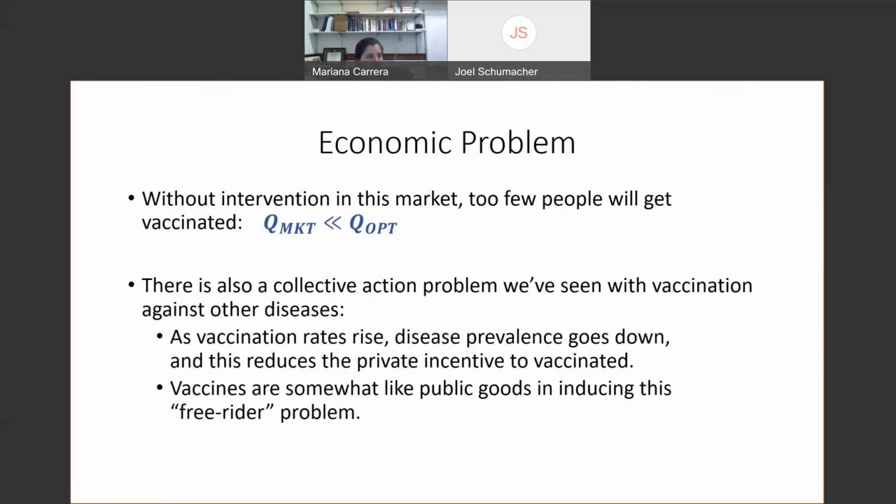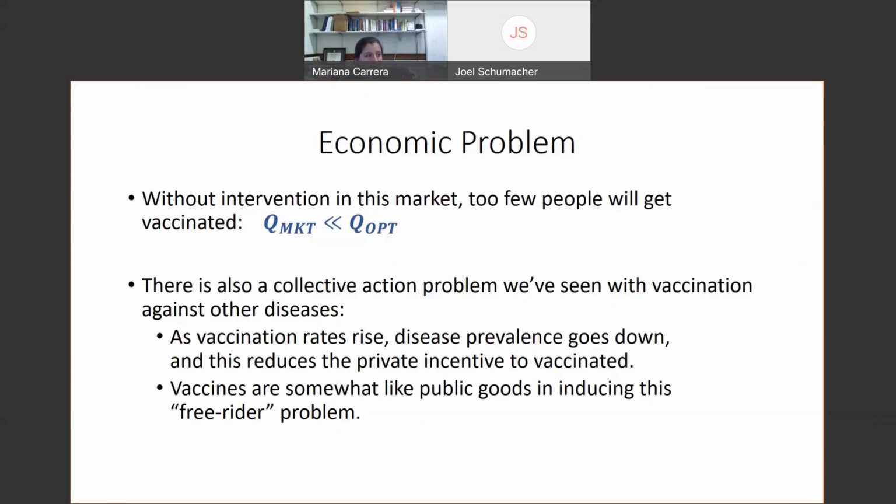There's another intertwined issue here that I'm not going to talk too much about because I don't personally view it as a huge driver of COVID vaccination decisions. But there's a collective action problem we see with vaccination against other diseases like measles. And the problem is that as vaccination rates rise, the disease starts to go away. And then when there's really little measles, for example, then people start to think, well, I don't see anyone sick with measles. Why should I have my kid be vaccinated against measles? I don't perceive it as a real health risk because I don't see it in my community.